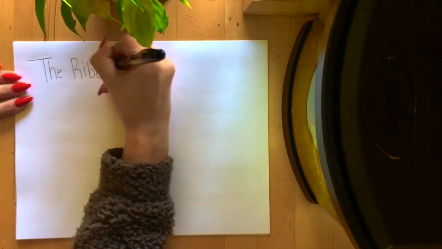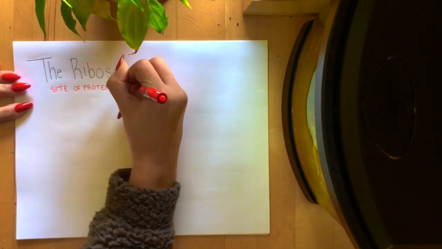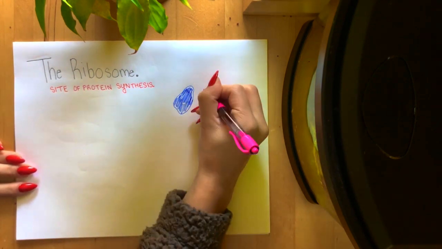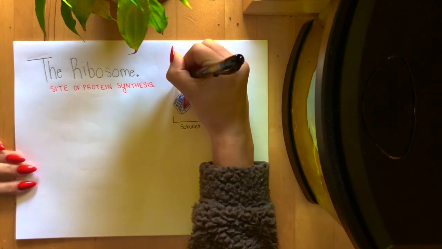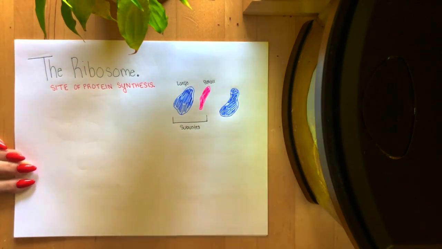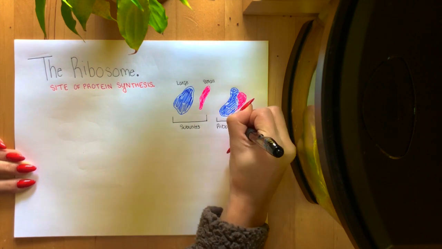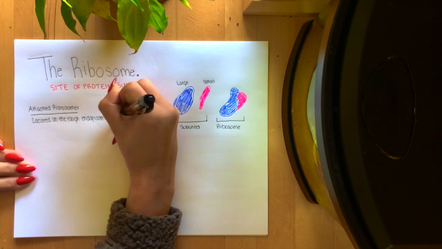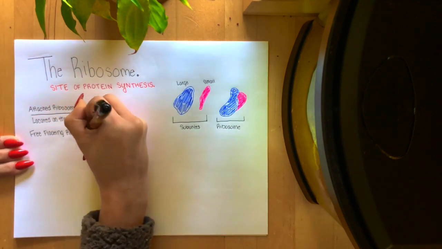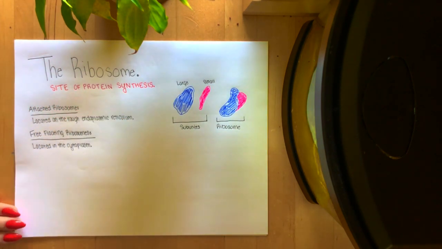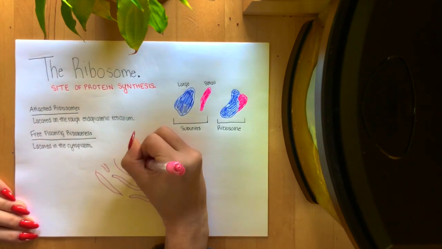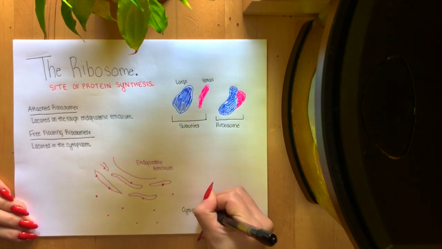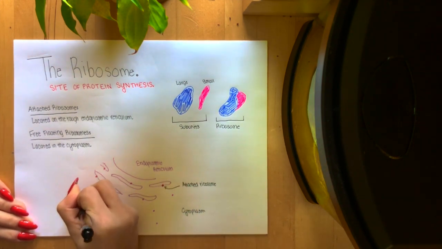The ribosome is the site of protein synthesis. It is made up of two subunits, a large and a small. This can be visualized as two hamburger buns. Attached ribosomes are located on the rough endoplasmic reticulum, while free-floating ribosomes are located in the cytosol. Attached ribosomes make proteins that will be used outside of the cell, and free-floating ribosomes make proteins that will be used within the cell.